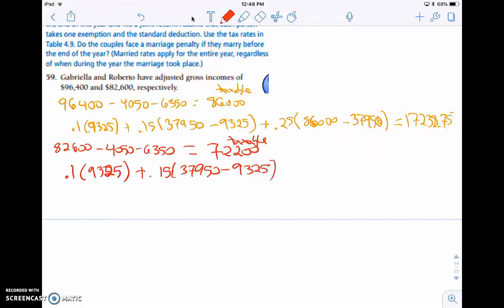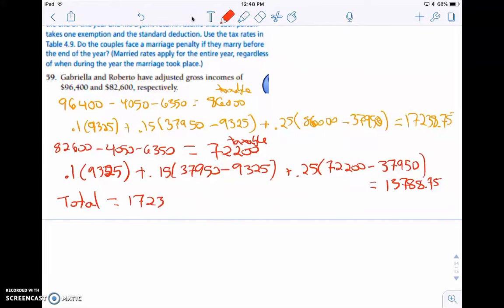charge on the 15% range. But then we do 25% this time of $72,200 minus that lower threshold, $37,950. And for Roberto, we get that he owed $13,788.75.